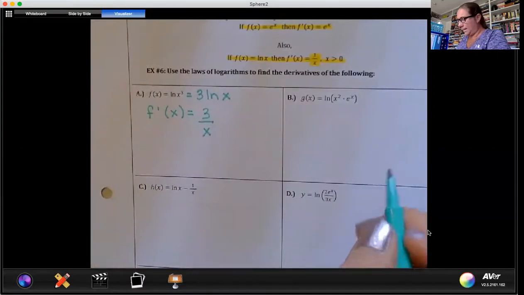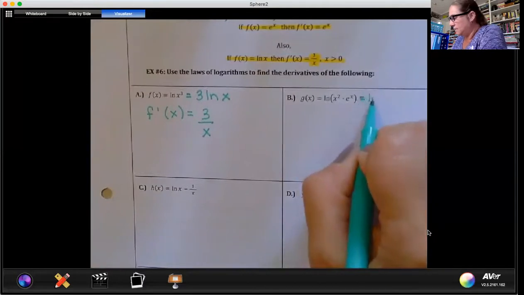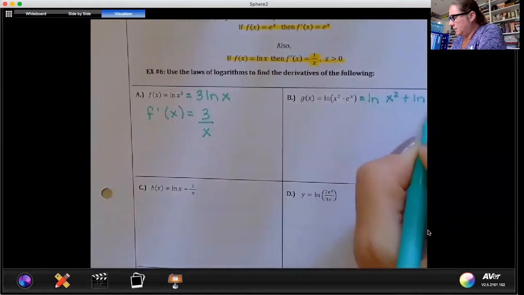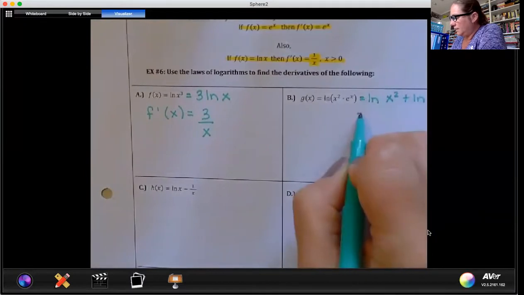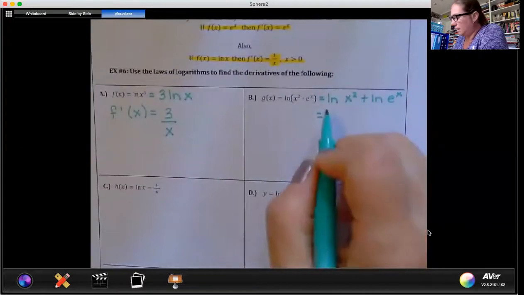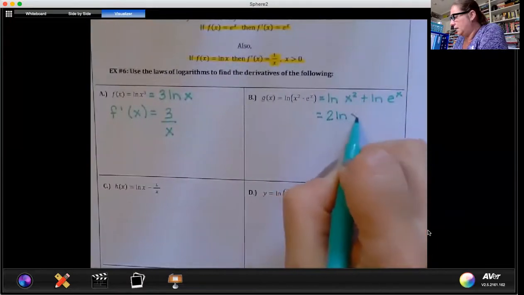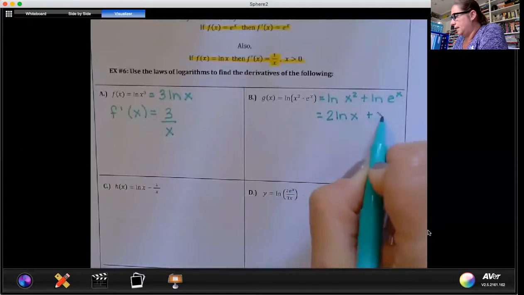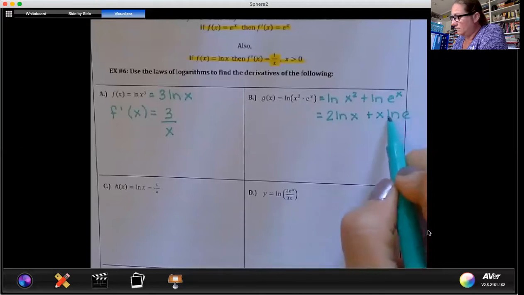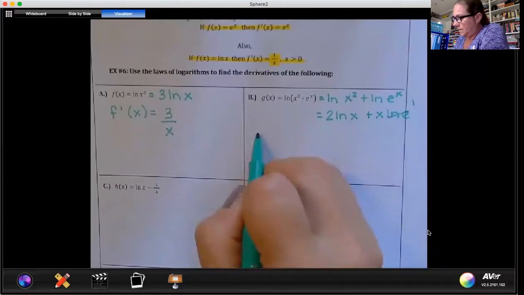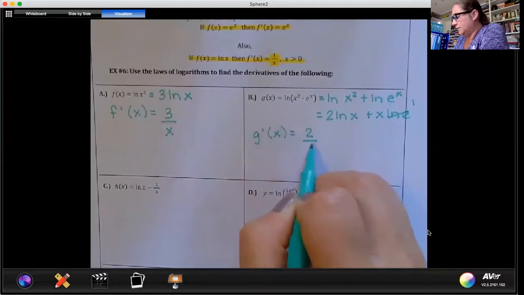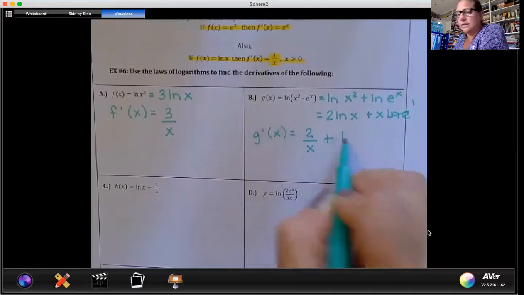When you multiply, you add the exponents, so rewrite: ln of x squared plus ln of e to the x. Bring down those exponents, and remember, we're not finding our derivative yet. We're still in our rewrite. So 2 ln x plus x ln e. And if you will recall, ln of e is equal to 1. Now we're ready for our derivative. 2 ln x, 2 over x. The derivative of x is 1.